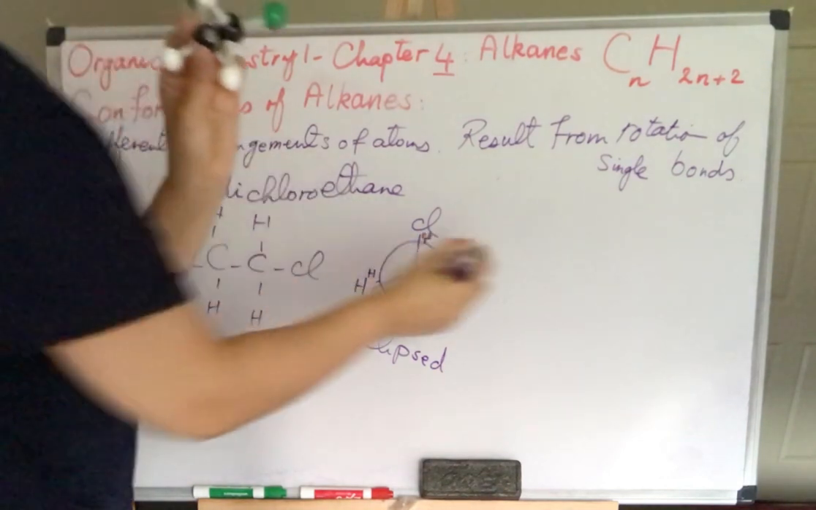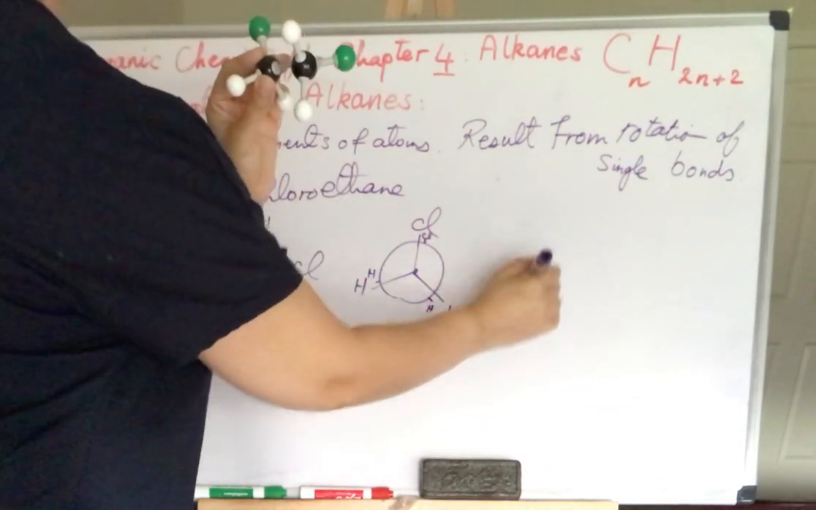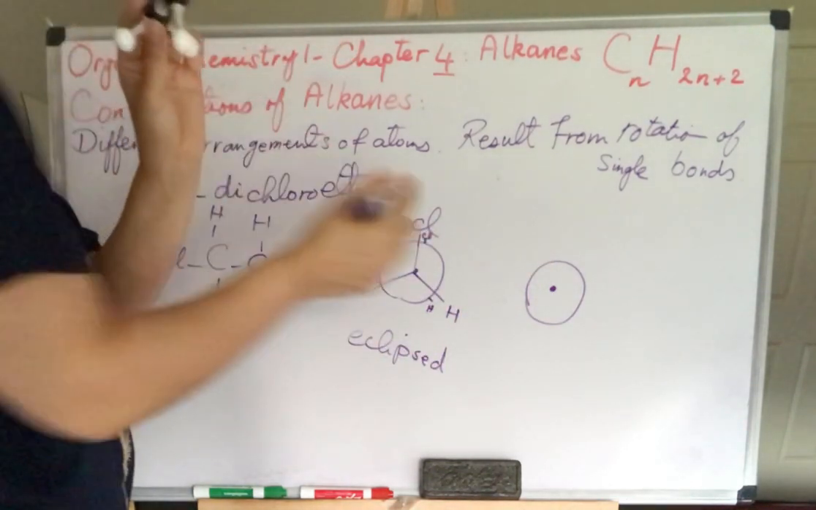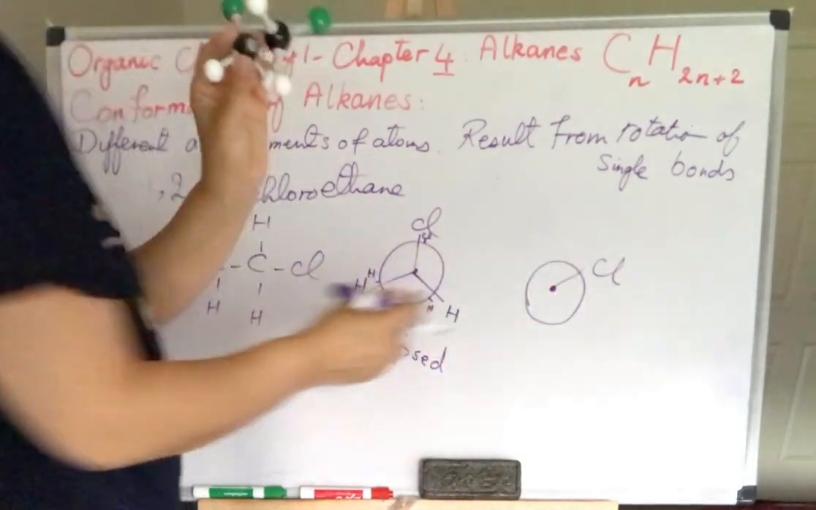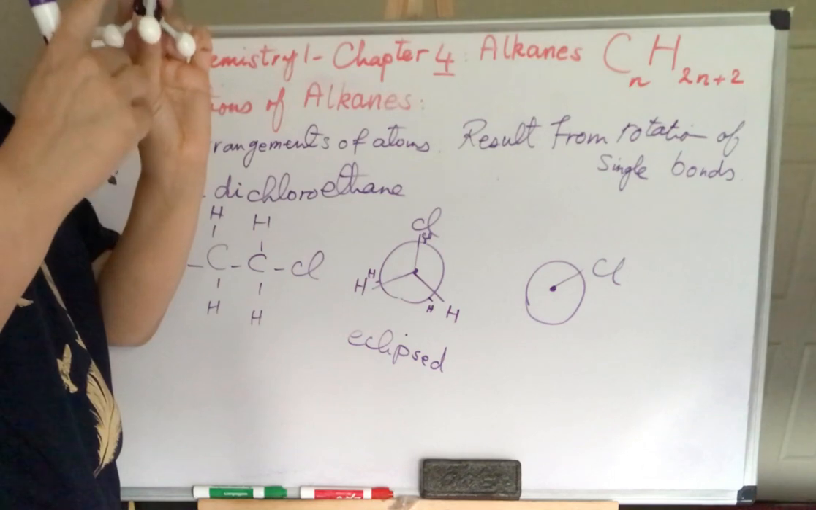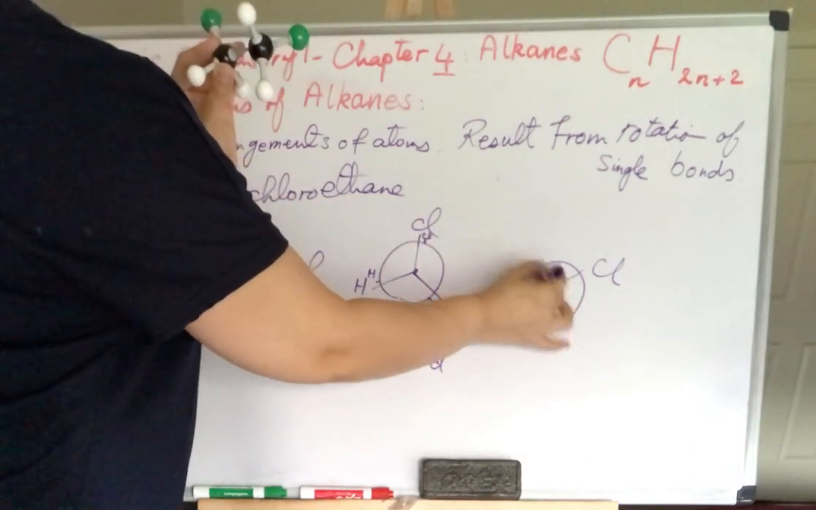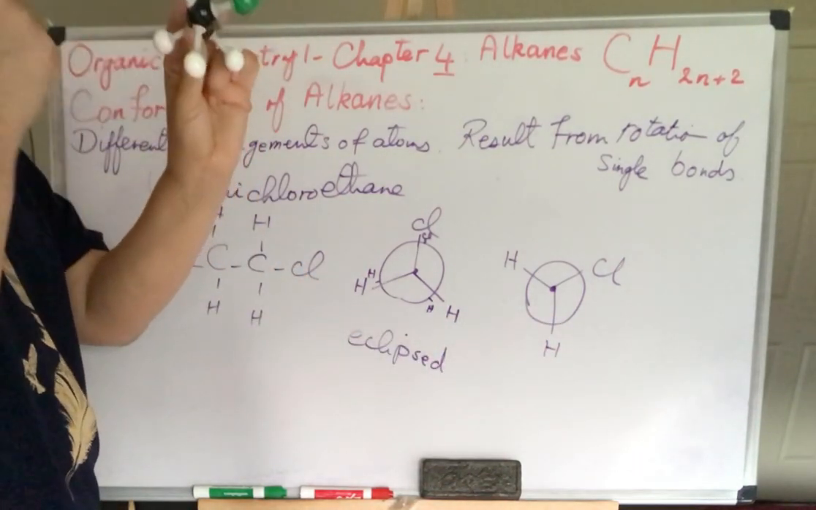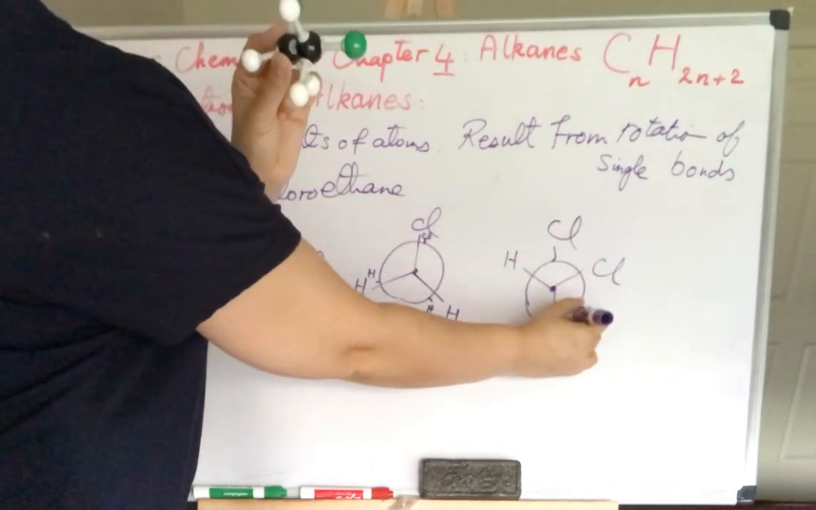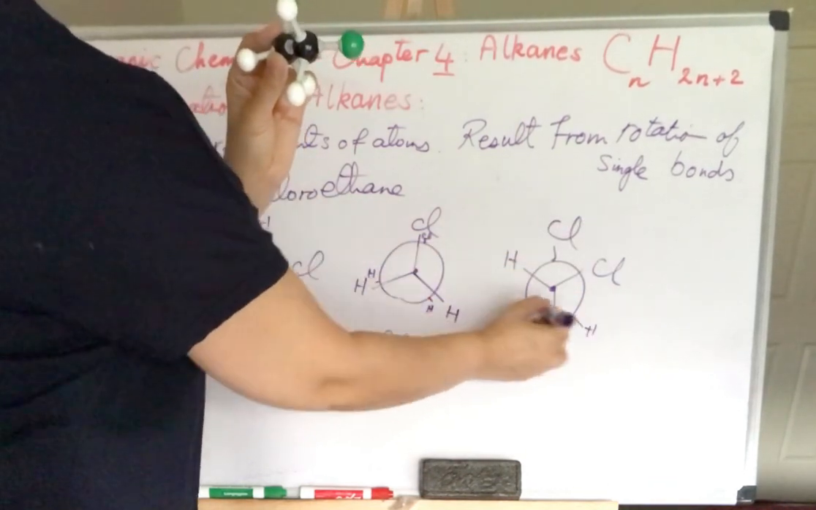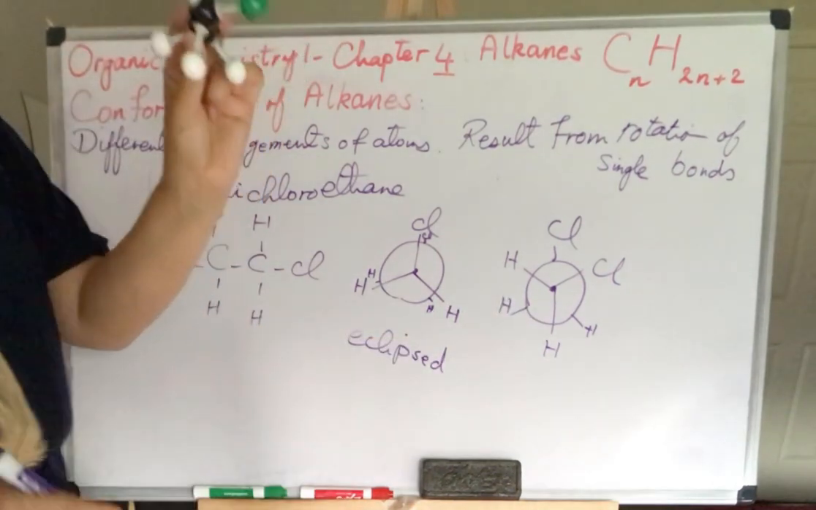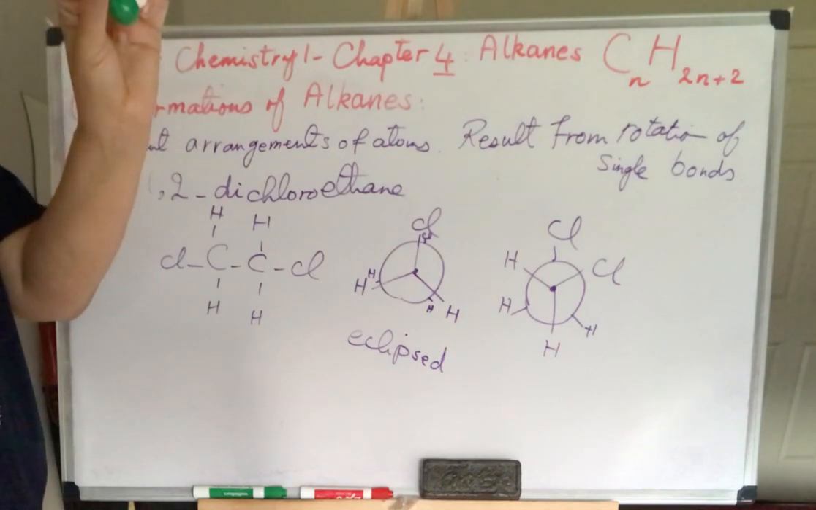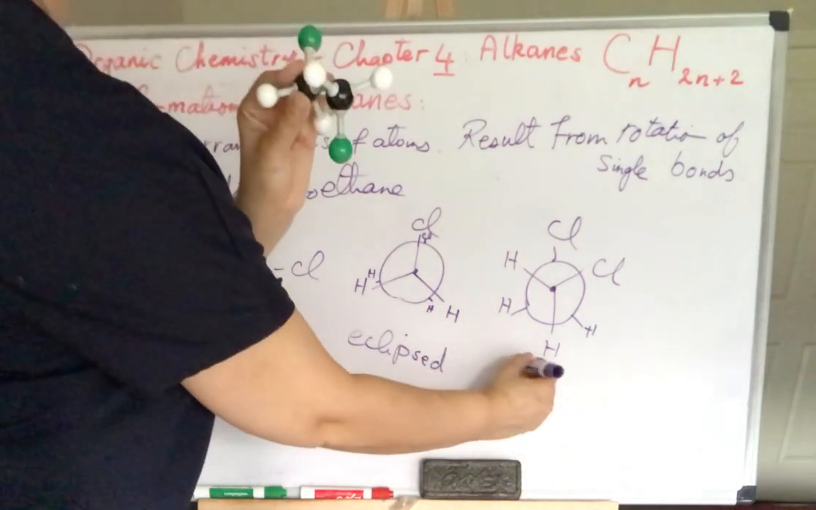Now, what do you have connected to the front one? 2 o'clock, chlorine. 6 o'clock and 10 o'clock, hydrogens. And in the back you have 12 o'clock, chlorine, hydrogen at 4, hydrogen at 8. Okay? If you keep rotating one more time, what do you see? This is staggered.